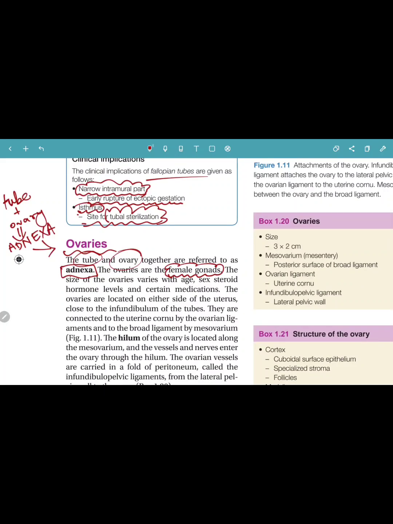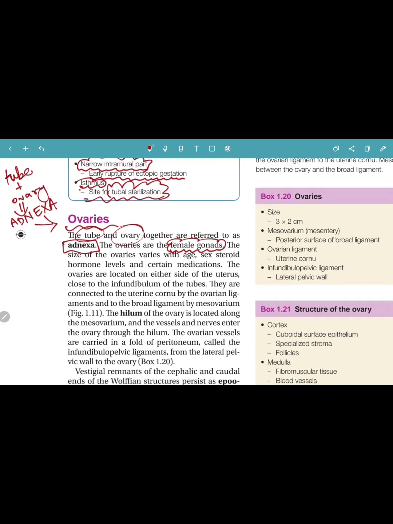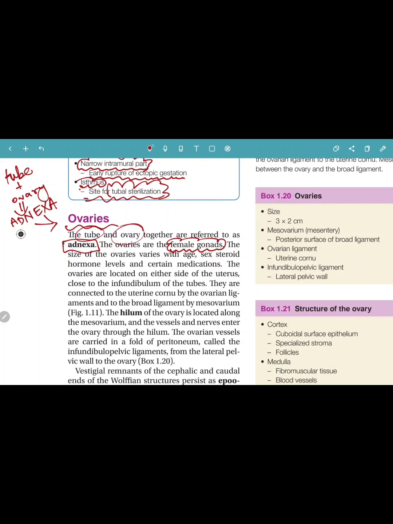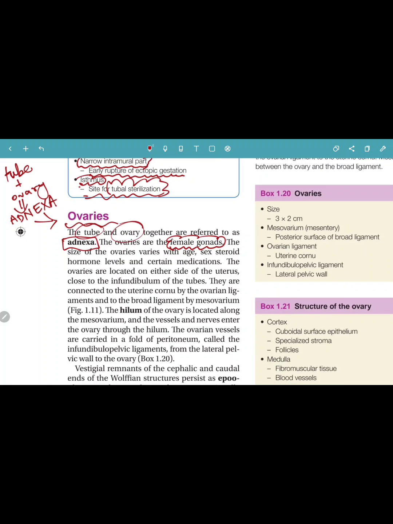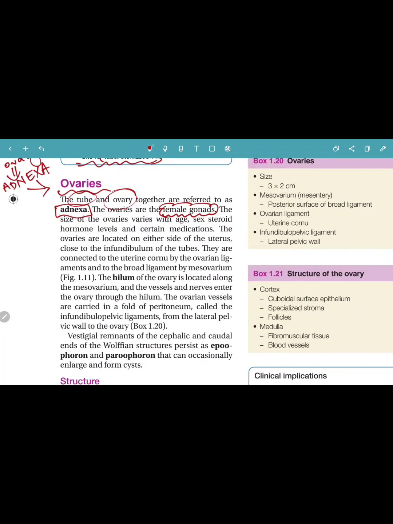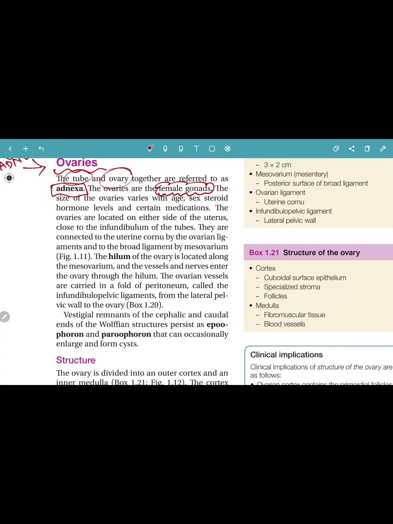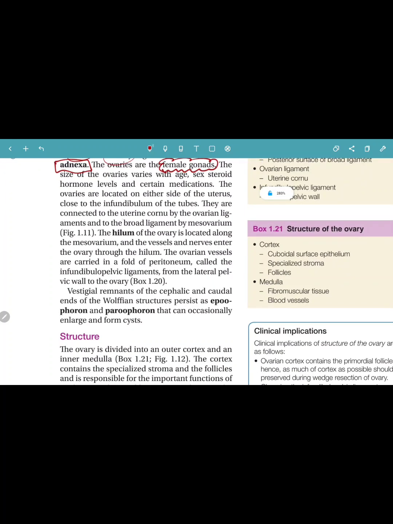Adnexa. So the ovaries are the female gonads. So very important. What do female gonads mean? Ovaries are nothing but the female gonads. So the size of the ovaries varies with age, with the sex steroid hormone levels and certain medications. The ovaries are located on either side of the uterus, close to the infundibulum of the tubes. So they are connected to the uterine cornua by ovarian ligaments and to the broad ligament by mesoovarium.